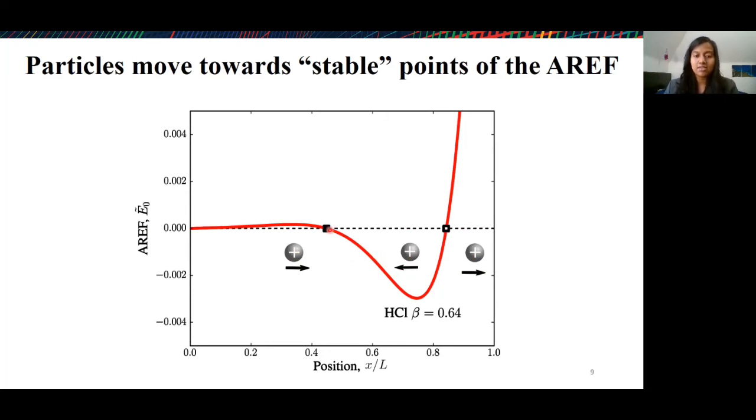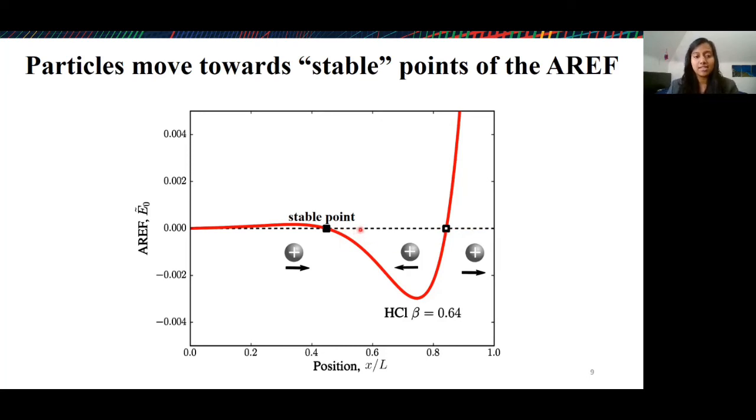Now consider this point, the colored black square, where in any vicinity of the point, a positively charged particle will want to move towards this point. So we call this point an attractor or a stable point. Conversely, if you look at this open black square, any positively charged particle in the vicinity of this point would want to move away from it. And so we call this an unstable point.